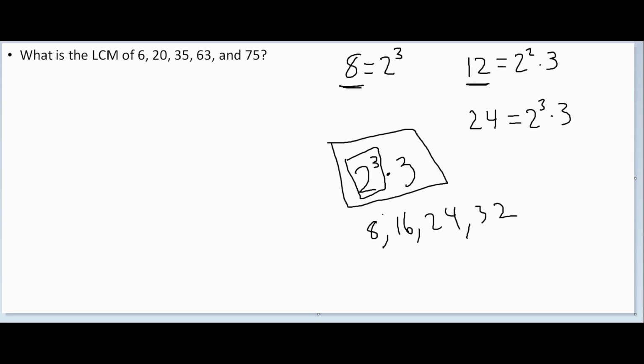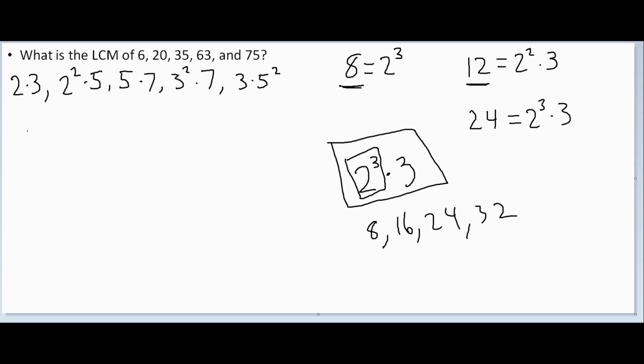Now if we look over here at the harder example, we'll look at the prime factorization of 6, so that's going to be 2 times 3 for 6. 20 is going to be 2 squared times 5. 35 is going to be 5 times 7. 63 is going to be 3 squared times 7. And 75 is going to be 3 times 5 squared.